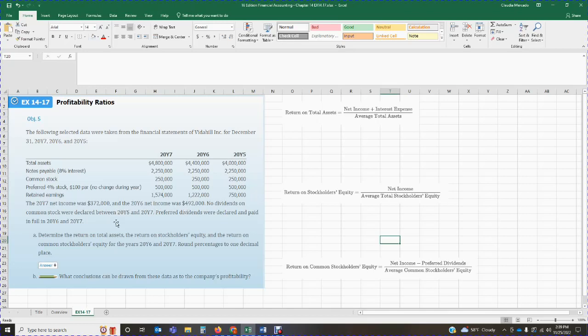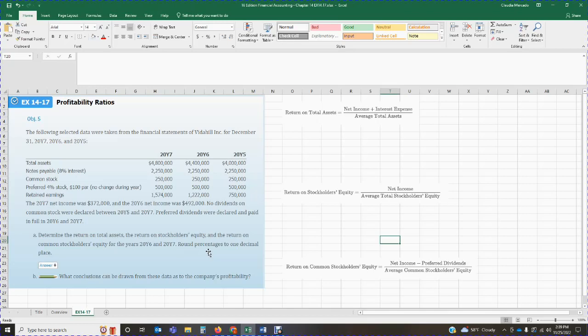There were no dividends on common stock declared between 20Y5 and 20Y7. Preferred dividends were declared and paid in full in 20Y6 and 20Y7. Okay? And we are being asked to determine the return on total assets, the return on stockholders' equity, and the return on common stockholders' equity for the years 20Y6 and 20Y7. And we need to round percentages to one decimal place.